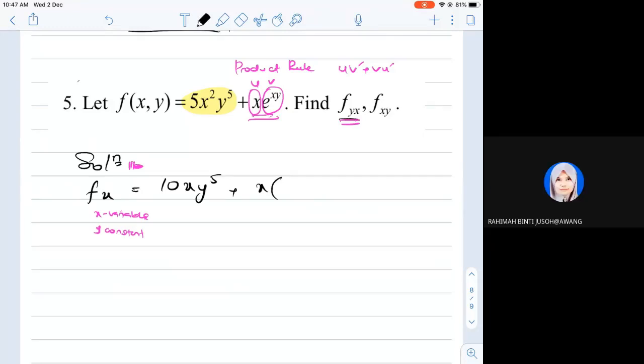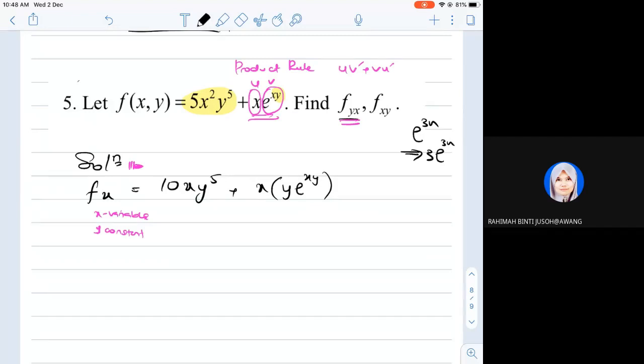X is the constant, right? Let me ask you, if it's exponent 3x, how do you differentiate? The 3 is a constant, right? So we will have 3 exponent 3x. Right now, guys, y is the constant. So we will have y exponent xy, like this.